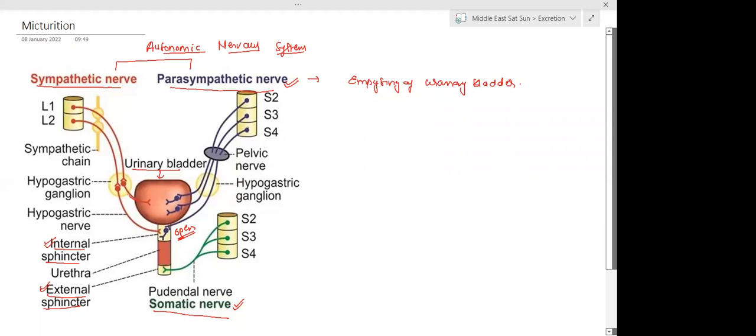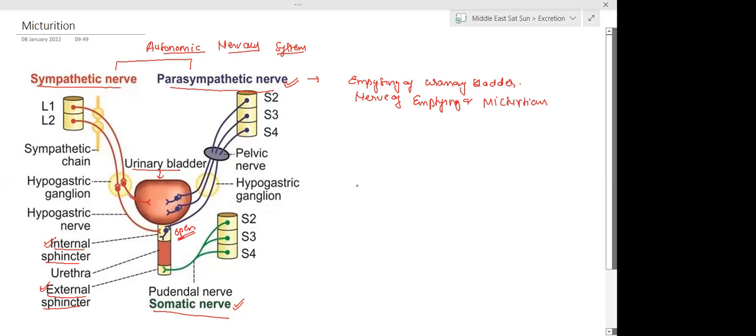Parasympathetic nerve is called the nerve of emptying, or nerve of micturition. Nerve of micturition.